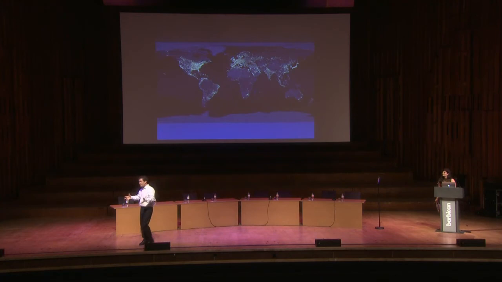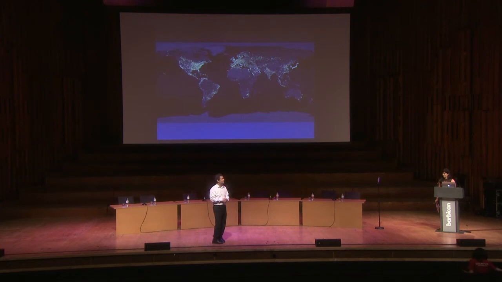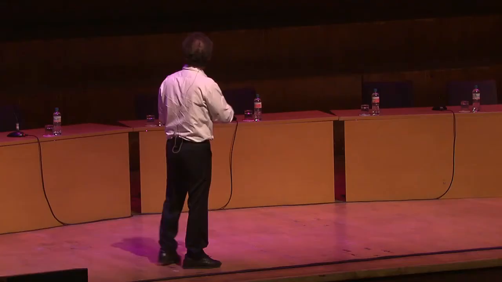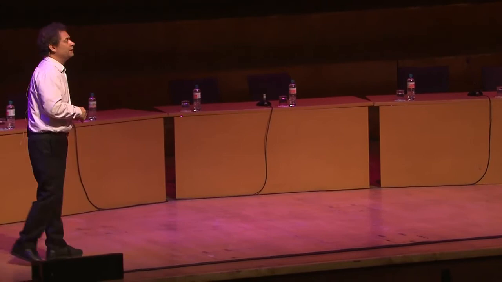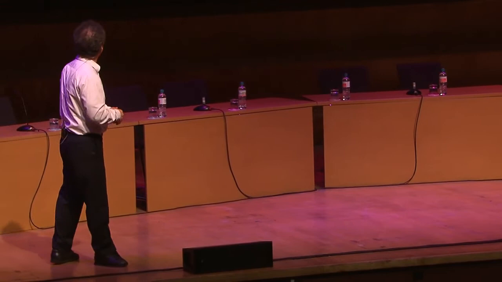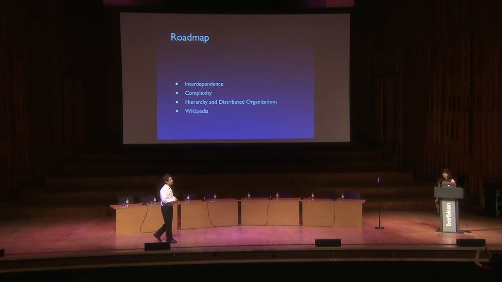One of the things that we are often talking about today is globalization. Globalization has to do with interdependence, how things depend on each other. I'm going to talk about interdependence. Then I'm going to talk a little bit about complexity and what complexity is in this context. Then we'll talk about organizational structures, and finally I'll spend a little time talking about Wikipedia.